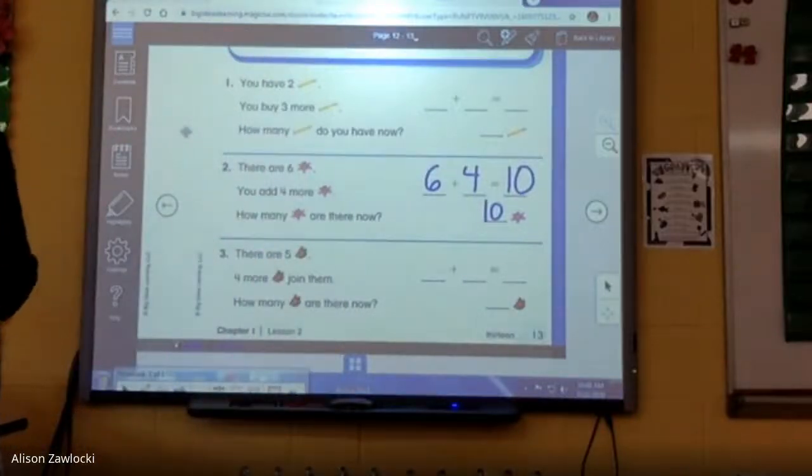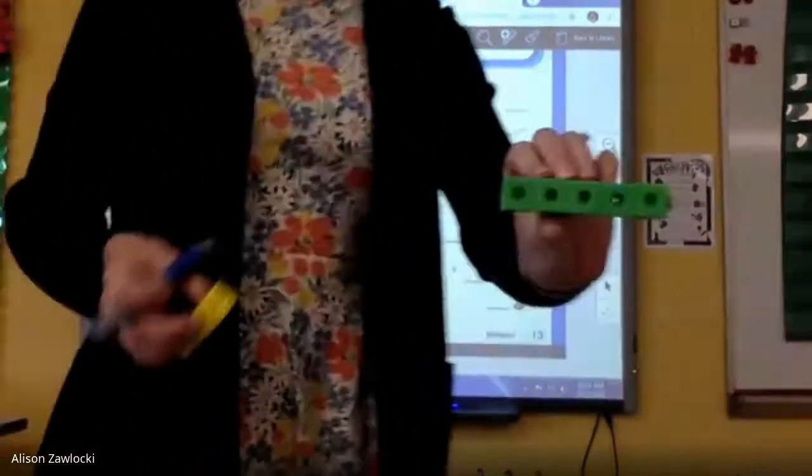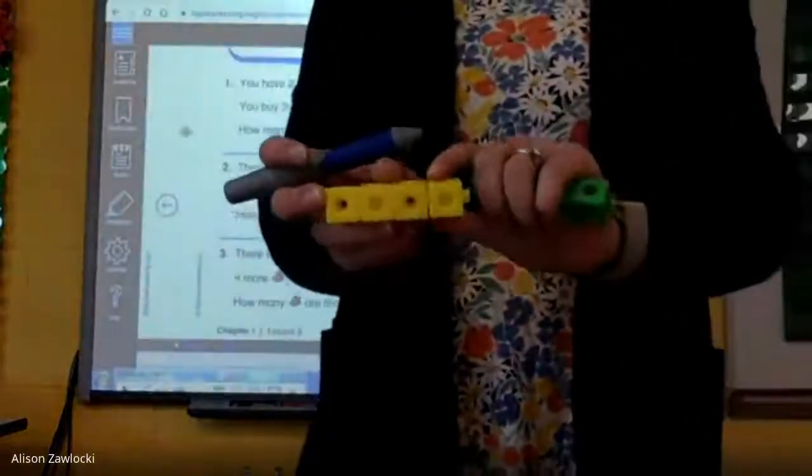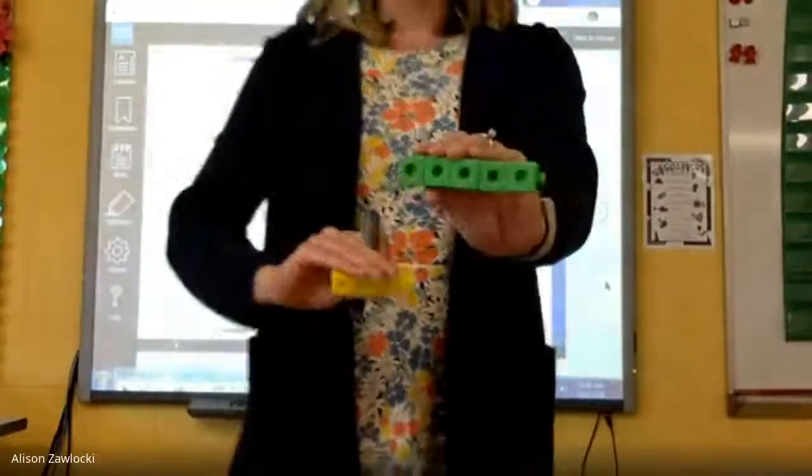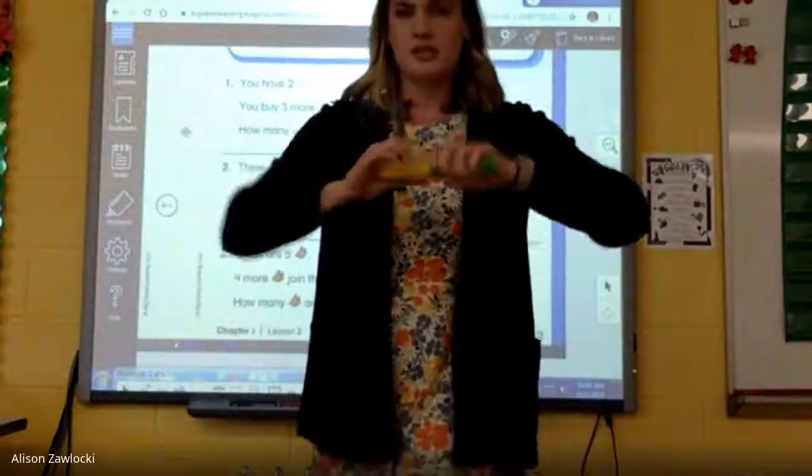There are 5 butterflies. 4 more join them. So I have 5 butterflies here, or 5 blocks that represent my butterflies. And 4 more join them. So I have a part here and a part here. I put them together to get my whole.